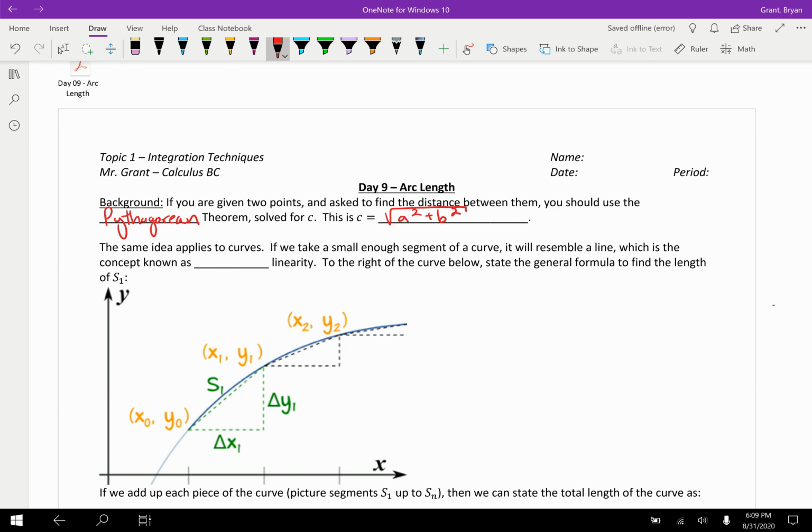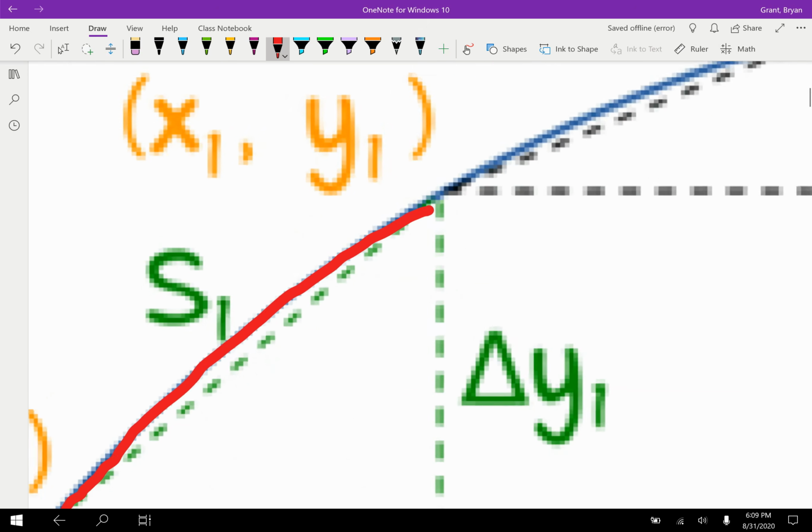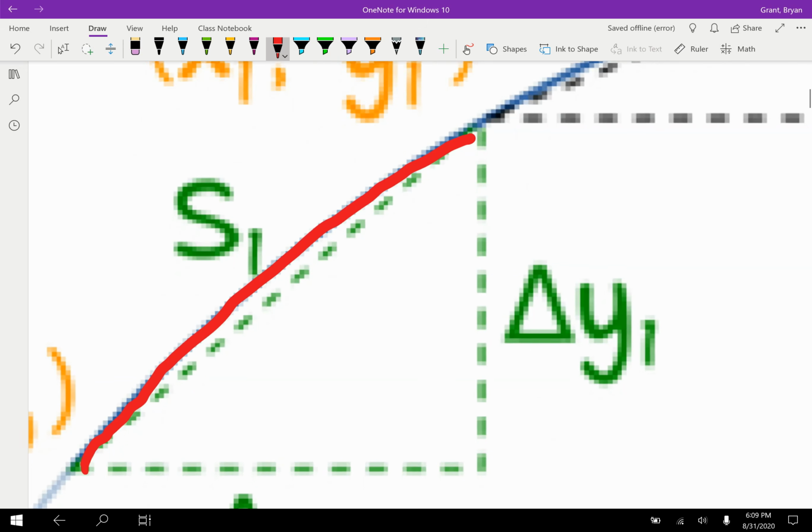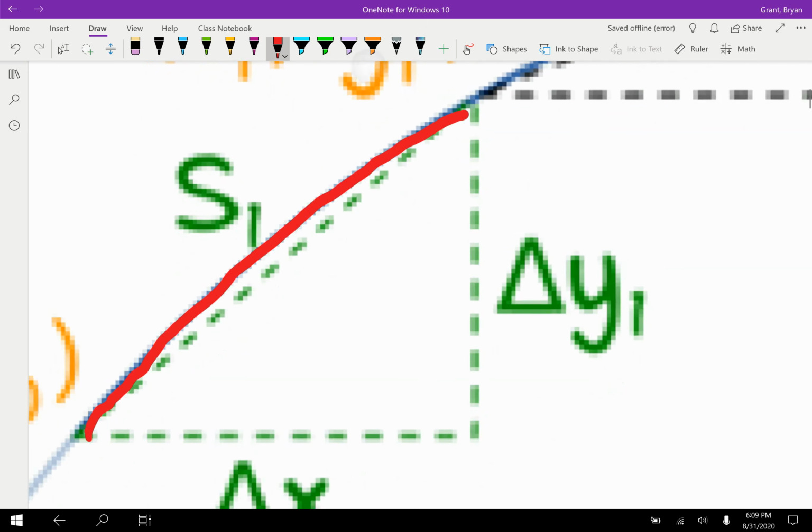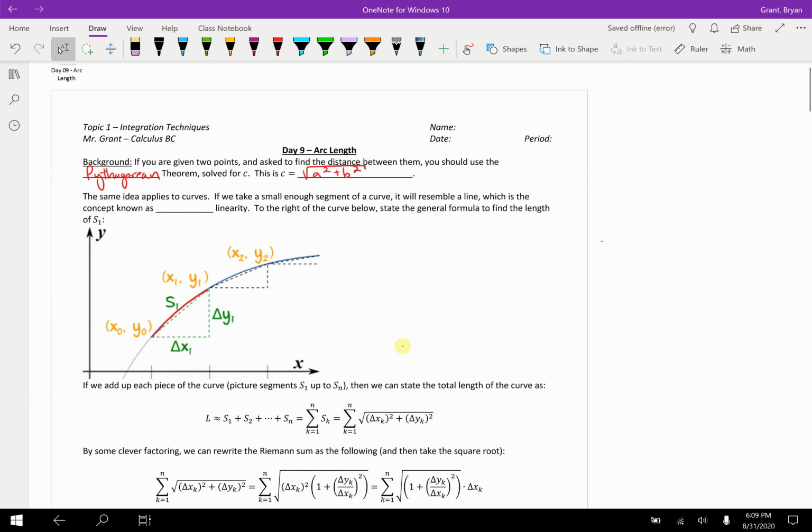The same idea applies to curves, because remember, any curve, as long as it's differentiable there, if you zoom in far enough on a curve, it's going to resemble a line. And you can kind of see it here. If we take this piece that's represented by x1, it is clearly curved, but if I zoom in far enough, it really starts to look pretty darn linear. It looks like a straight line. Of course, zooming out, we can see it is curved. So, the idea of zooming far in on a curve and having it look like a line is the concept known as local linearity.